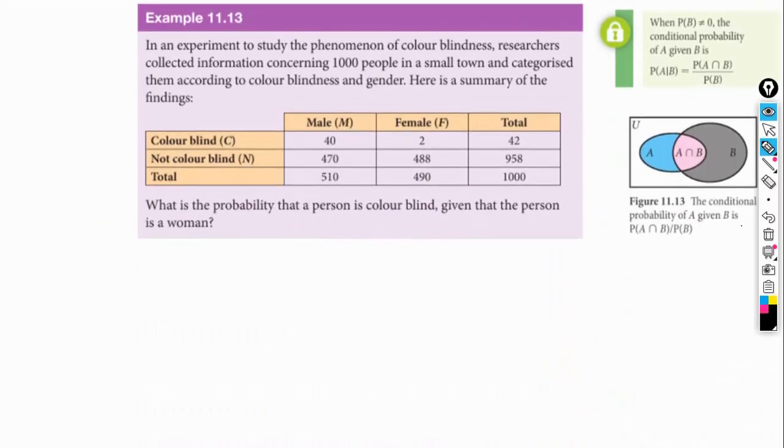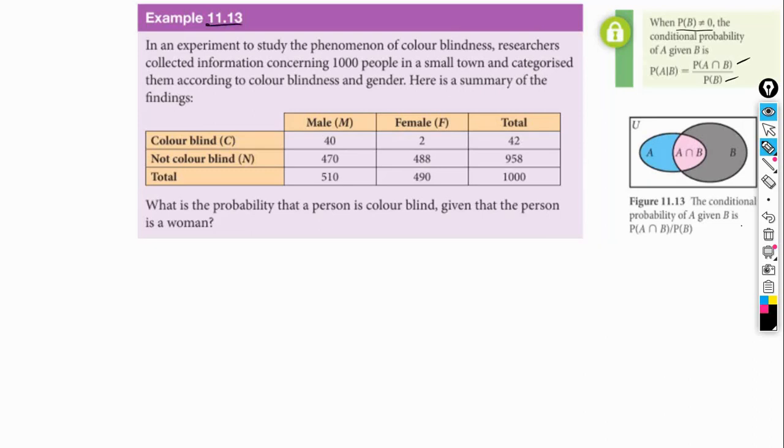When the probability of B is different from 0, the conditional probability of A given B is equal to the probability of A intersection B over the probability of B. Notice that this is just a rearrangement of the formula we saw in the past example. So now let's focus on example 11.13.